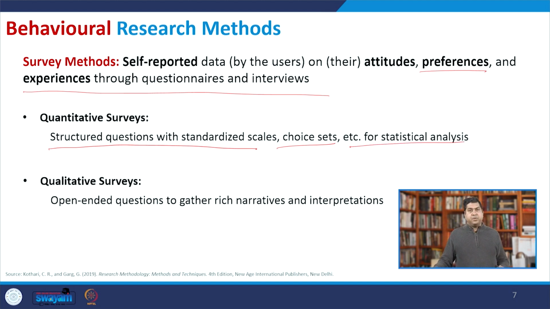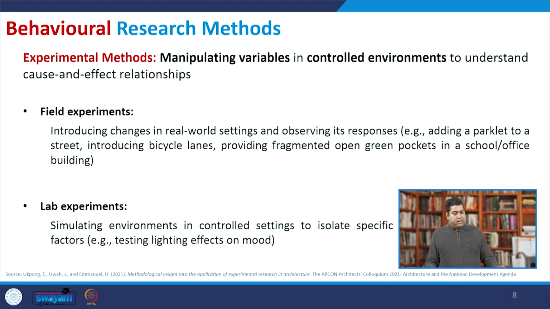Now for a qualitative survey, mostly we go ahead with open-ended or semi-structured interviews, where open-ended questions are used to gather rich narratives and interpretations. So it is much more than those kinds of objective questions. Subjectivity is taken well care of in this qualitative survey. Now coming to the experimental method, in this case we manipulate the variable in controlled environments to understand the cause and effect relationship. Now don't take the word manipulating in a negative sense, like altering data or something.